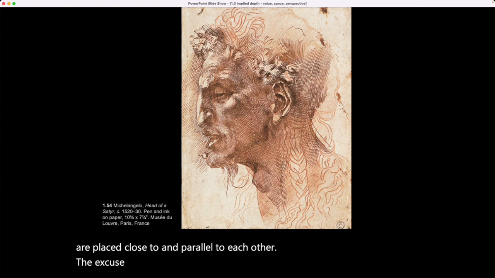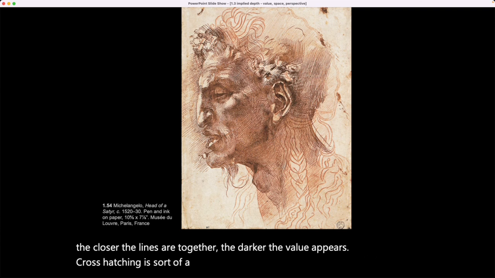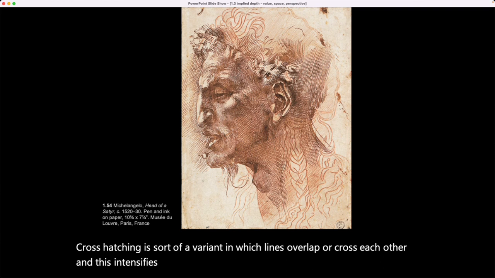Increasing the frequency of hatch lines implies darker values. The closer the lines are together, the darker the value appears. Cross-hatching is sort of a variant in which lines overlap or cross each other, and this intensifies the darkness of a value even more. So here we're seeing Michelangelo's head of a satyr.